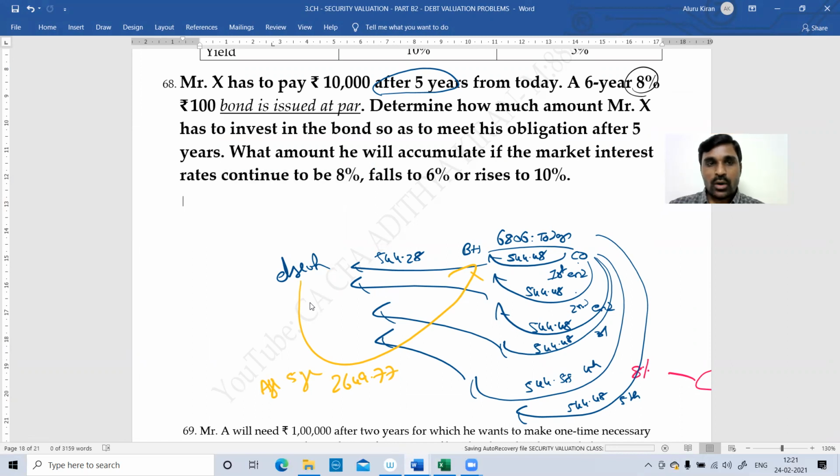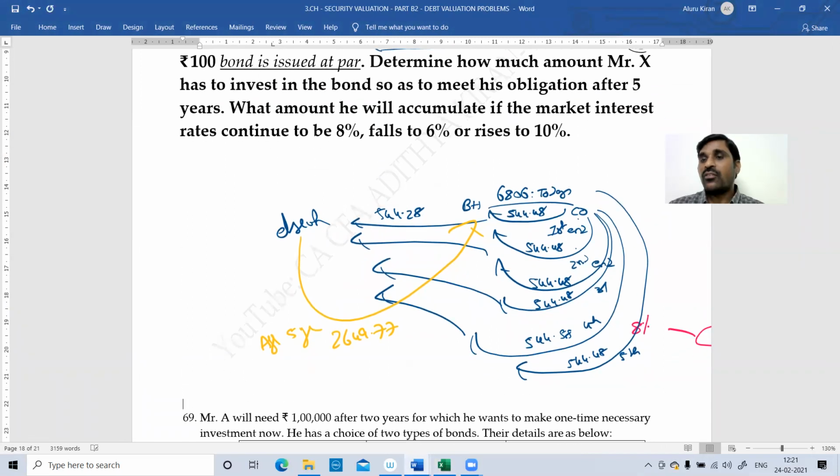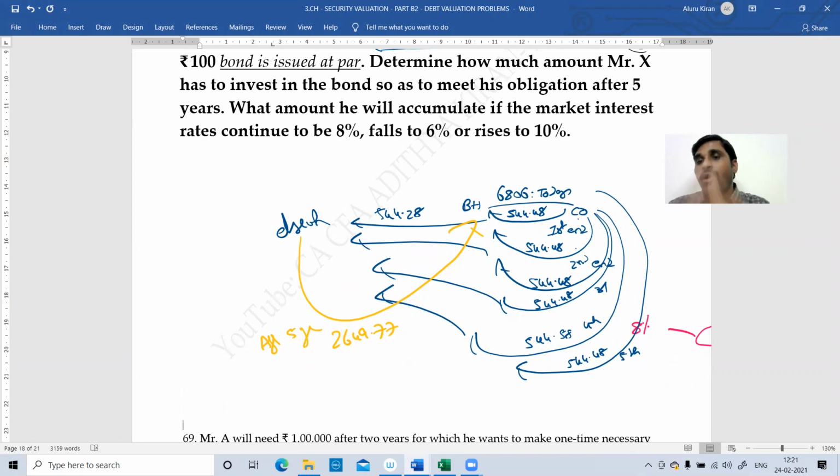After 5 years, the bondholder will receive 2,649.77 from the company. That is what he will receive after 5 years. Now, one more receipt is there. After 5 years, what does he have to do? He has to sell the bond in the market, not to the company.